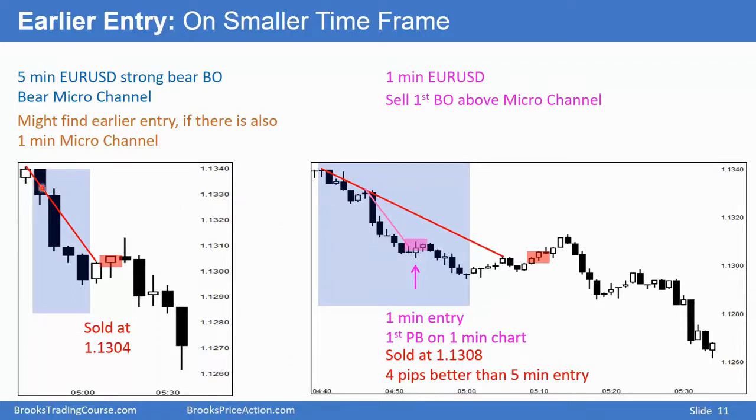So if this is falling and you're saying, gosh, I'm hoping for a pullback so I can sell at the high of the prior bar, you can put up a 1 minute chart and see if there's a micro channel on that chart as well, and then sell at the high of the bar on the 1 minute chart instead of waiting for the pullback on the 5 minute chart.